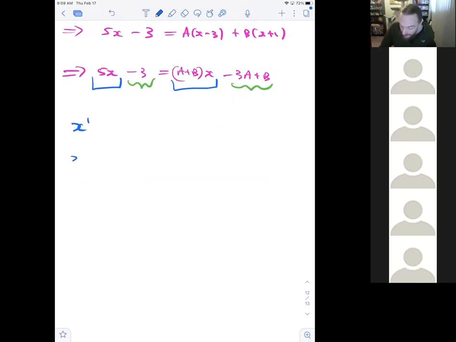So in the x to the 1 and the x to the 0, I have 2 equations. In the first one, the coefficients in front of the x's have to be the same, so A plus B has to equal 5. That's where I'm getting the equation from. And now in the constants, negative 3A plus B has to equal negative 3.